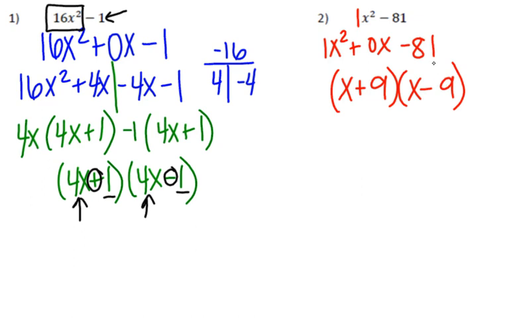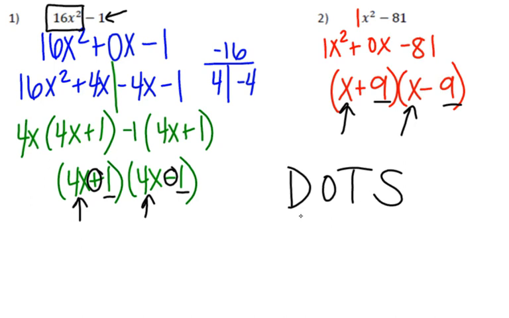Let's see if this all holds over here. The square root of 1x squared is x, that was the first term. The square root of 81 is 9, that's the second term. One is plus, one is minus. So your two binomial factors look exactly the same, except one is plus and one is minus. And this is called the DOTS method of factoring, which stands for difference of two squares.